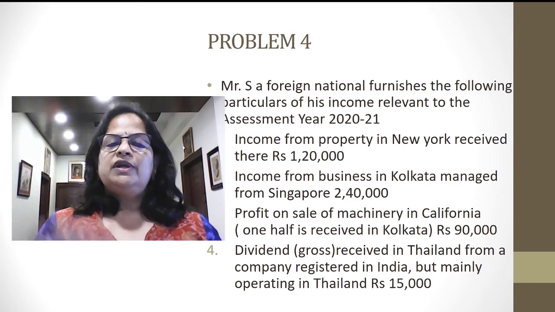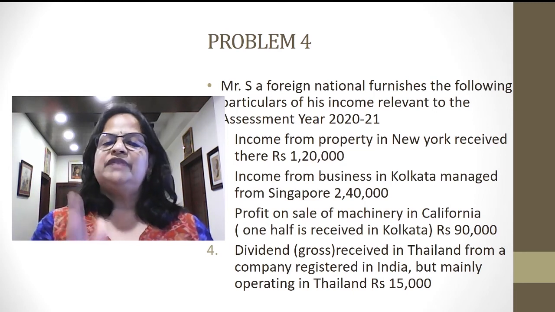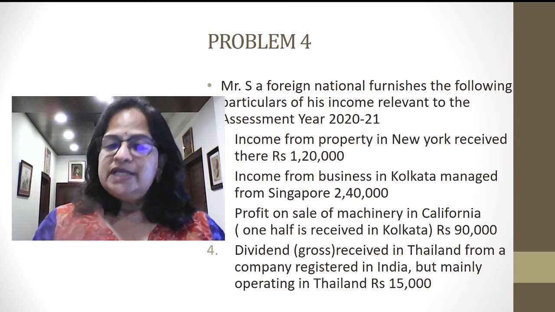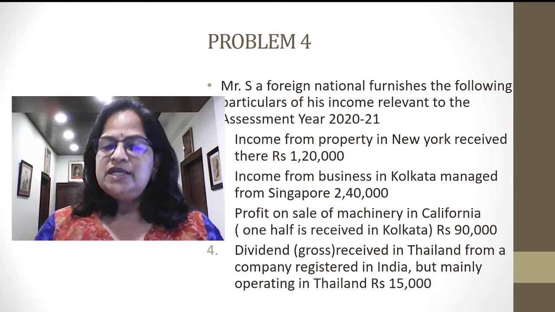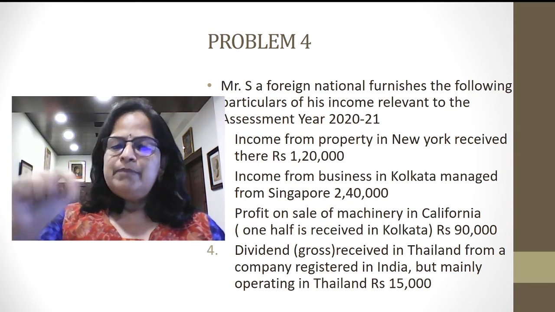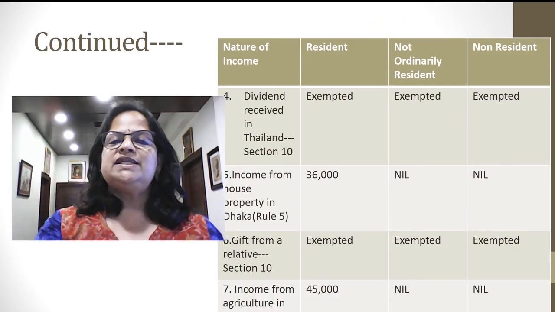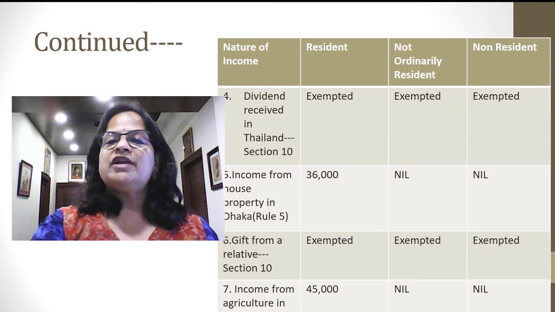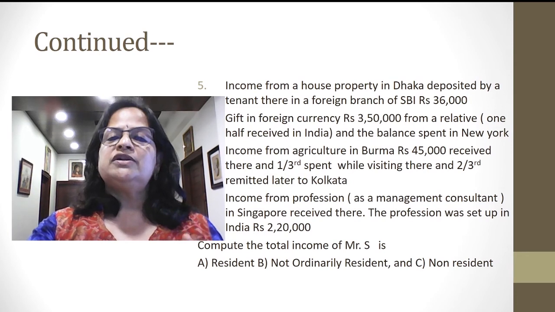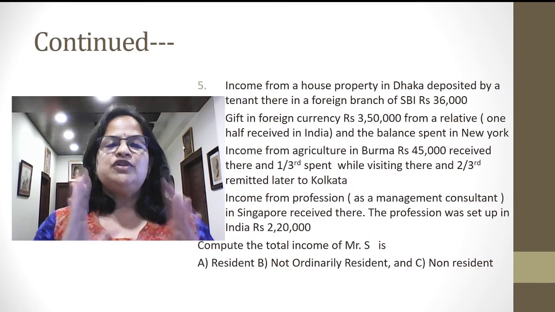Point number 4, dividend. Now the gross dividend. You don't have to think about net or gross. It's the gross dividend, that's the value you have to take. Received in Thailand from a company registered in India. Registered in India means it's an Indian company, though mainly operating in Thailand. This is just to confuse the students. It is an Indian company, so it is exempted under section 10. So you are writing exempted, you are not writing nil. Words are different. The Income Tax Act has different meanings for different words, and you have to use them properly.